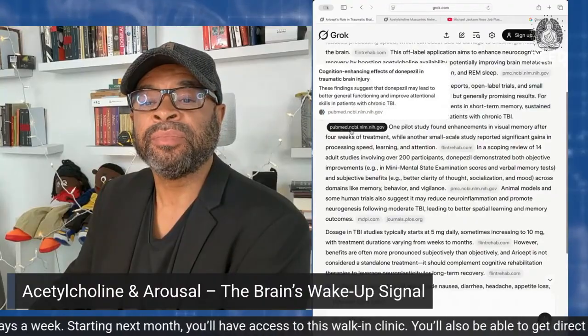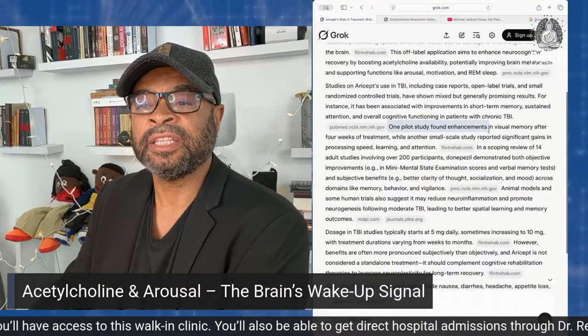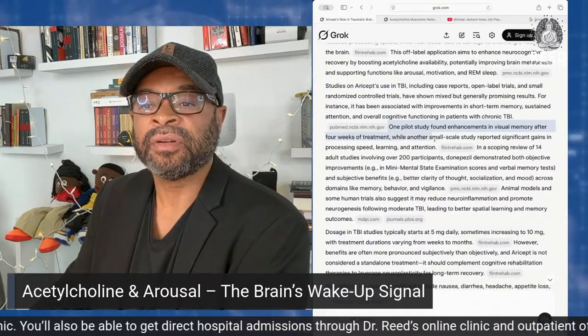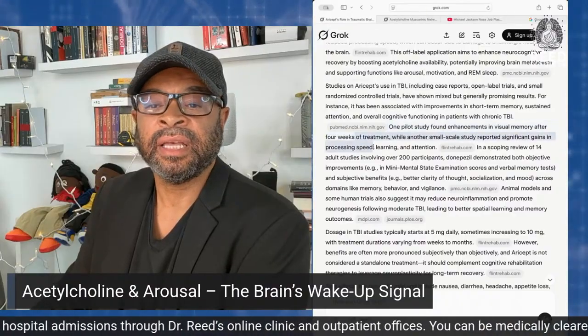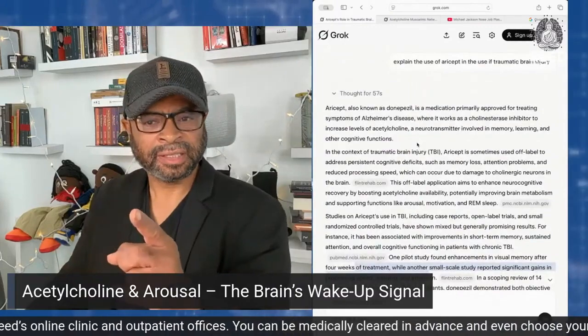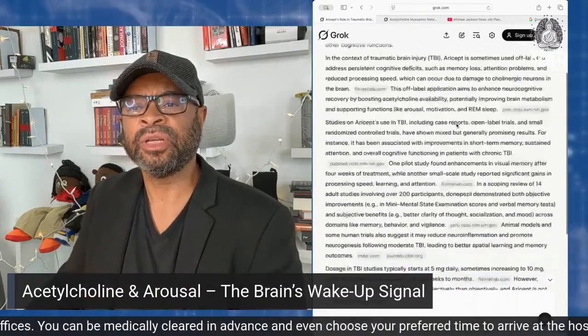Here, there's a PubMed citation. One pilot study found enhancements in visual memory after 4 weeks of treatment. Another small scale study reported significant gains in processing speed, learning, and attention. So this is in the case of a traumatic brain injury. Let me see.